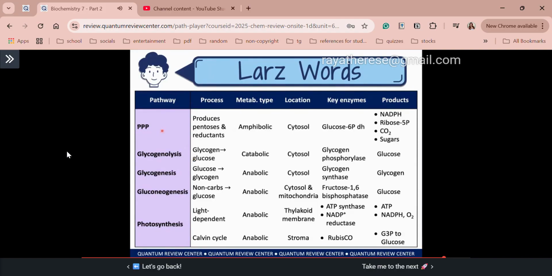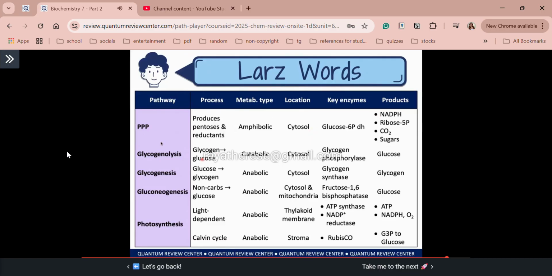For PPP, again, ang ating process, production of pentoses and reductants through conversion of G6P. Again, class, amphibolic ang ating PPP because it serves in your catabolic and anabolic reaction. And for our location, again, sa cytosol po with our key regulated enzyme, glucose 6-phosphate dehydrogenase. Or remember the product, diba? Diba depending on cellular conditions, we switch on and off the phases of your PPP.